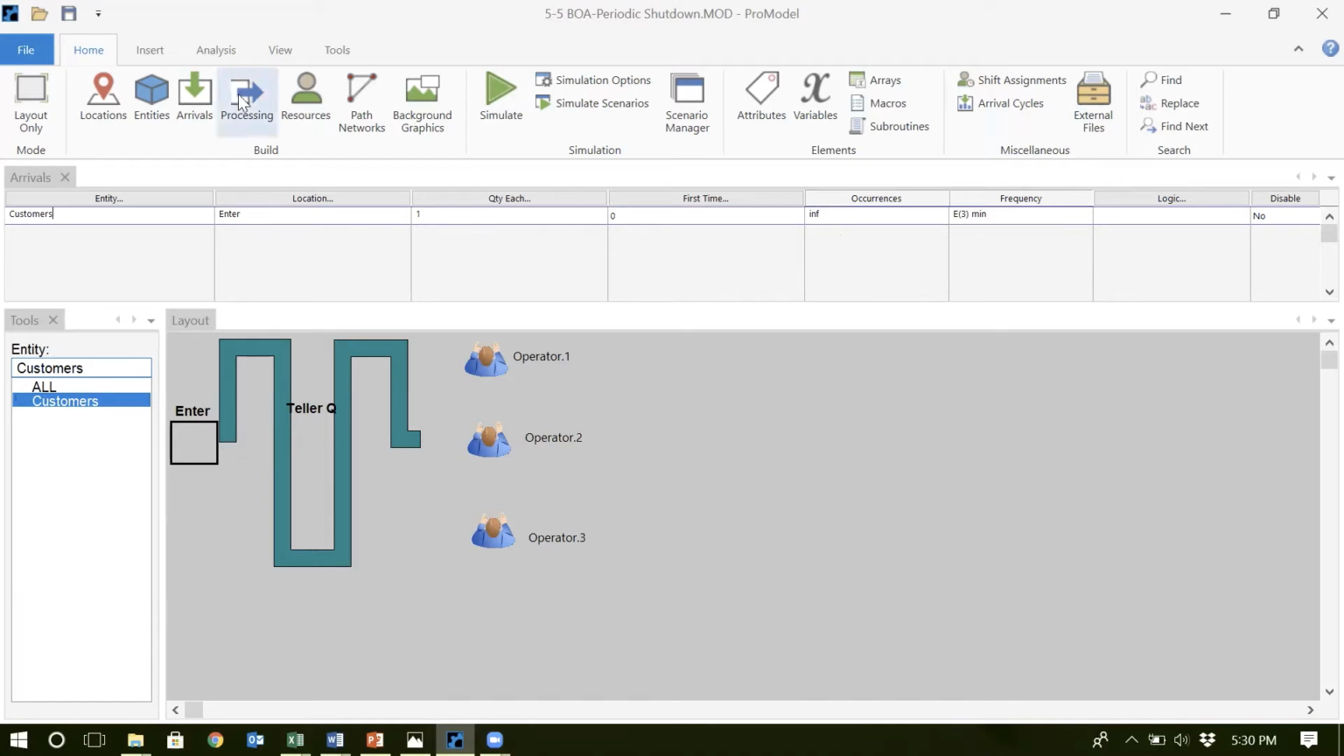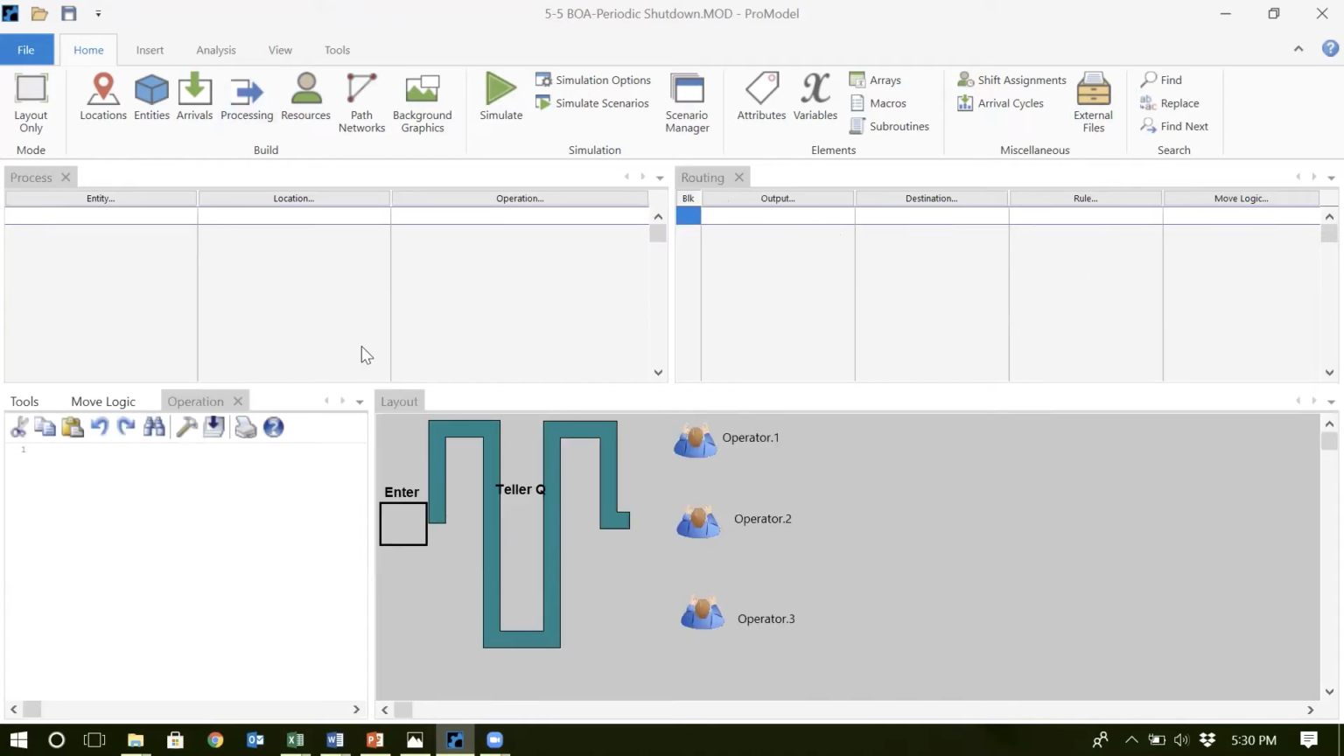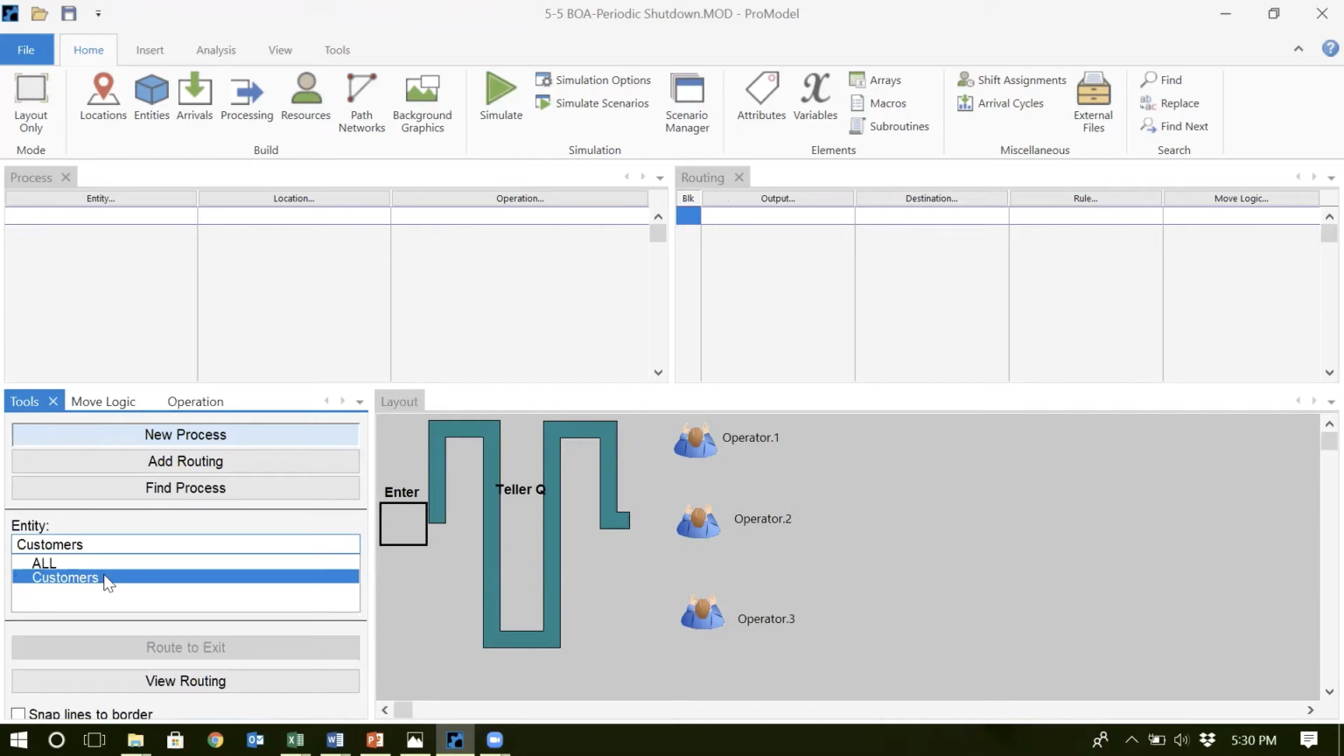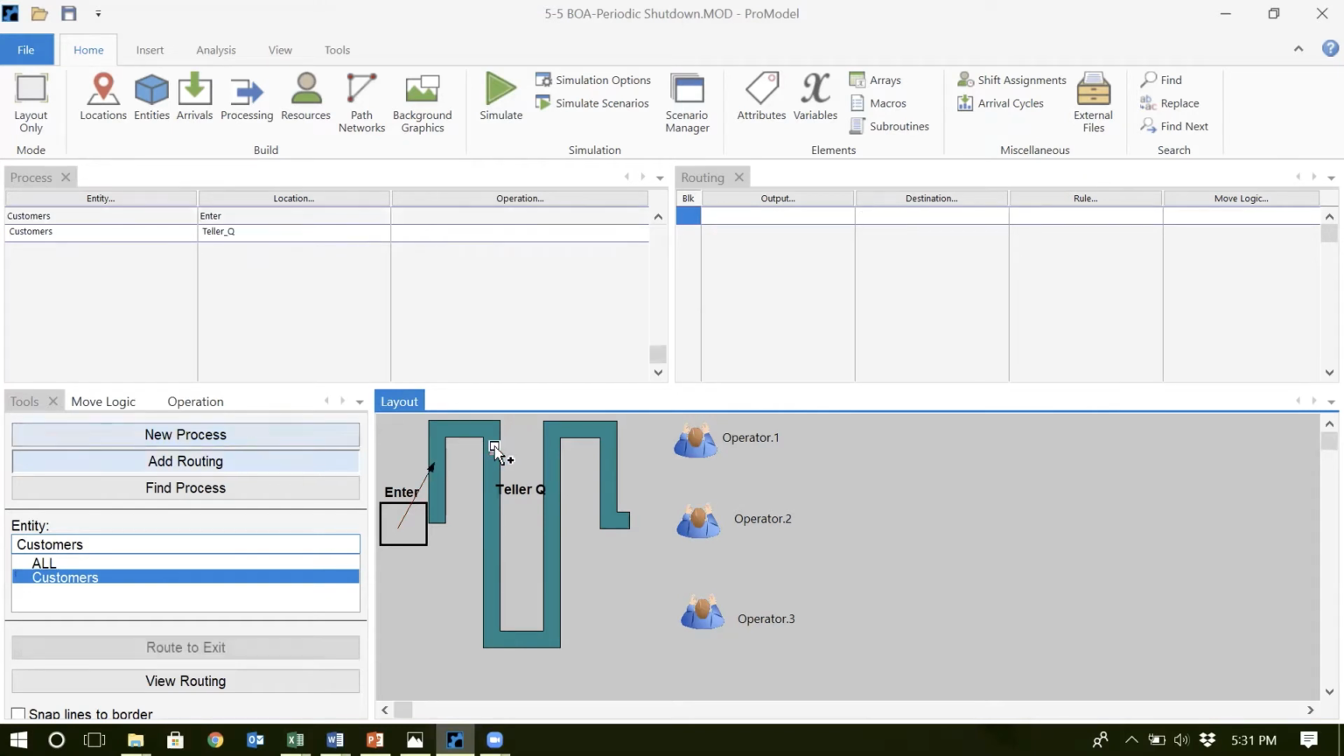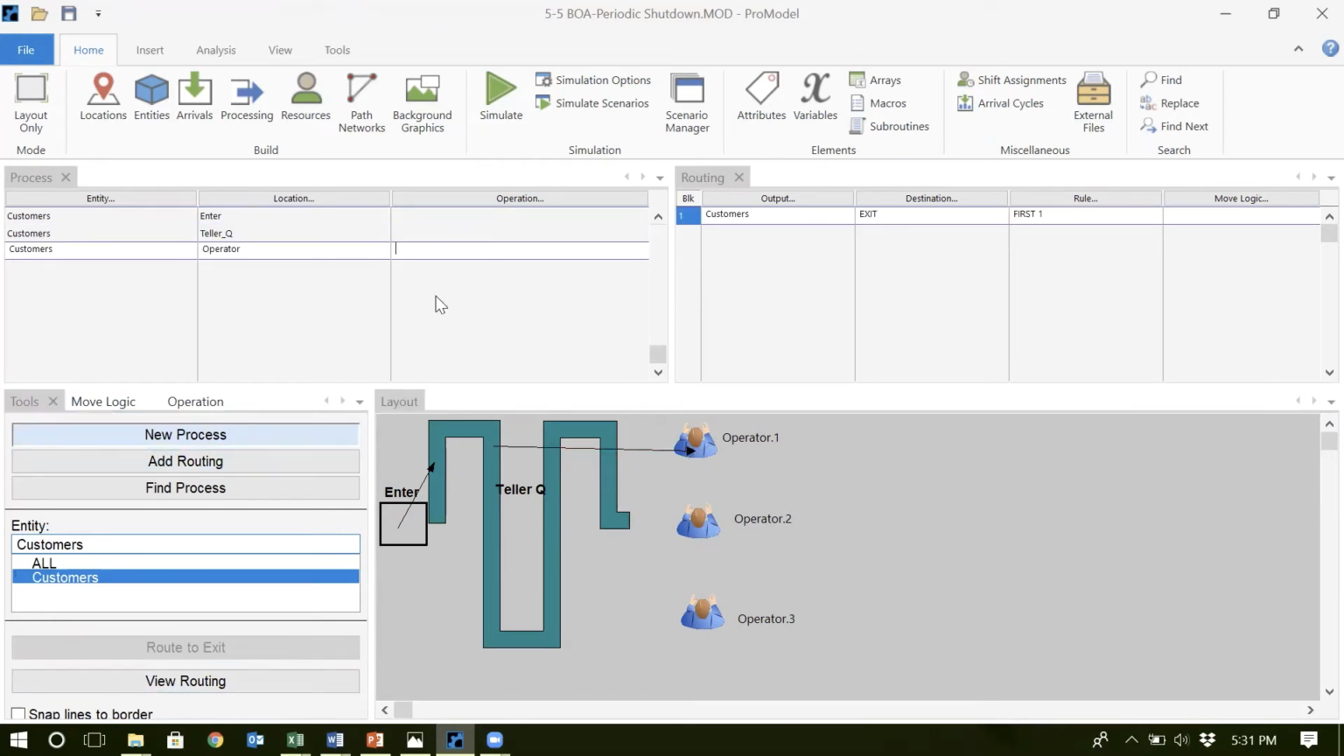Okay, so now let's go to the processing. How is the processing? I'm going to use the click method. So the customers go from entrance to teller, right? And then from teller, they go to the operator. And from operator, they leave the system. And the time that they spend with the operator is uniformly distributed, 10 to 16 minutes. Okay, so that's the time they spend with the operator. And once they are done with the operator, they leave the system.